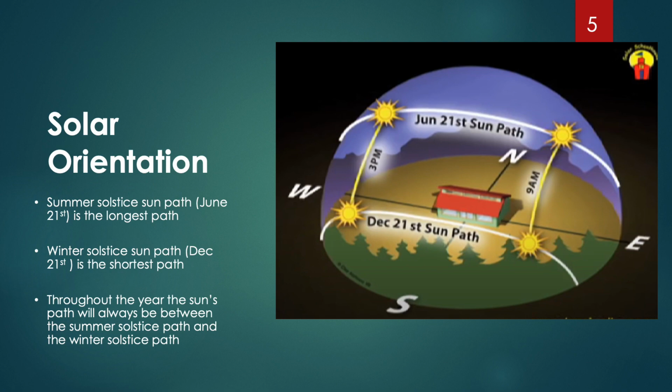So in this picture, there's a line at 3 p.m. and there's a line at 9 a.m. On that line at 3 p.m., the sun will always be on that line at 3 p.m. throughout the year, in between the summer solstice path and the winter solstice path. And the same thing for the 9 a.m. line.